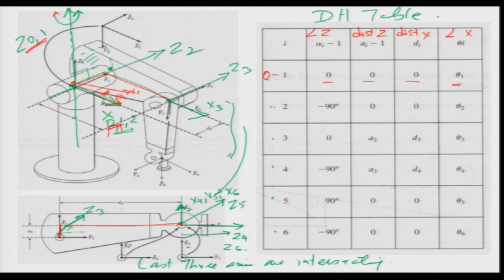Now, the second row is the relation between the second axis and the first axis. Okay. Where is the second axis? The second axis origin and the first axis origin are the same. So, they are at this point, but there is an angle between Z2 and Z1. Z2 is here and Z1 is there. So, there is an angle of 90 degrees between them. So, what is the angle between the Z axis, which is alpha? The angle between the Z axis is 90 degrees.